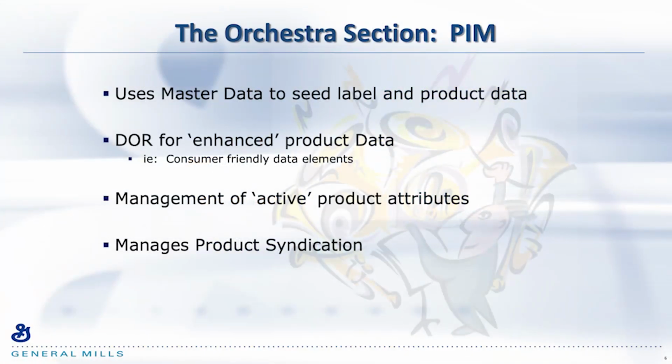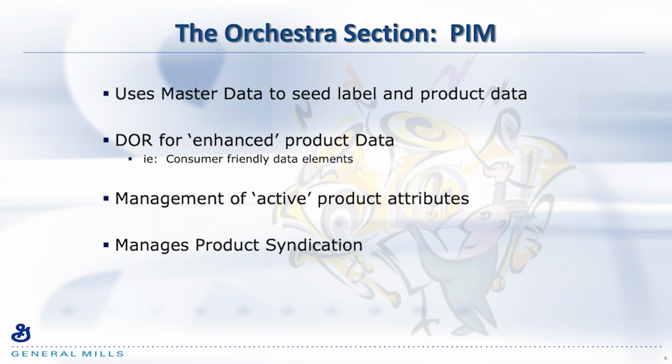And the next section of my orchestra is PIM. And PIM at General Mills is a newer commodity, a newer concept. It's only been around a couple of years. But they use master data to seed label and product data. So things about the images, things about the product, right? And they are the data of record for all enhanced product data.